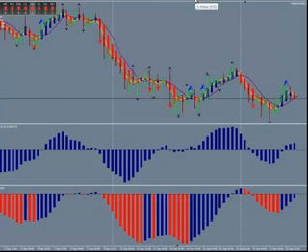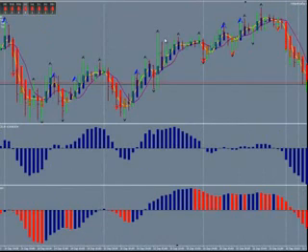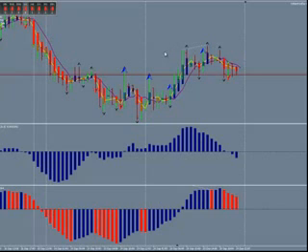Okay, going down to the 1-hour time frame, it's going to get a little bit tricky here because we're dealing with a lot of data. So let's just look at what we can see on the screen.